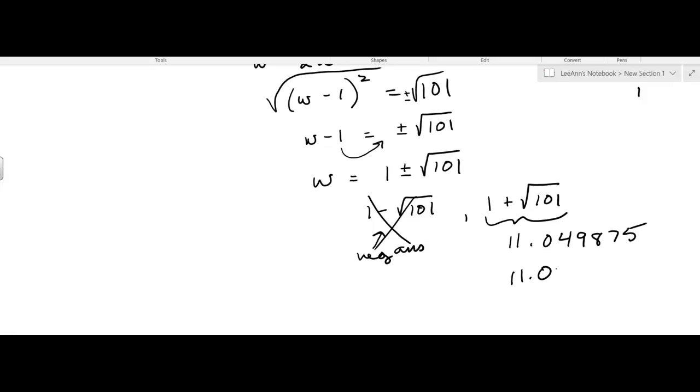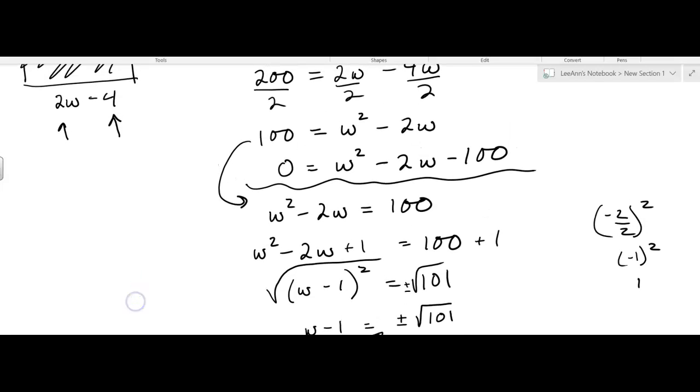Now that would be the width. That's what we were finding. So the width is 11.0 feet. And then I'm sure they want the length. So I have to go back and see what was the length again. The length was twice the width minus 4. So twice 11.0 minus 4. So that's going to be 22.0 minus 4 or 18.0.